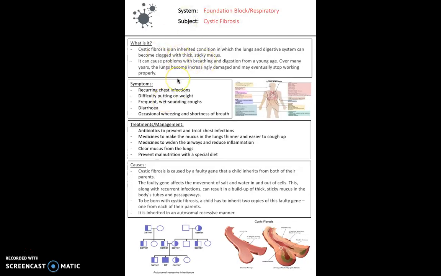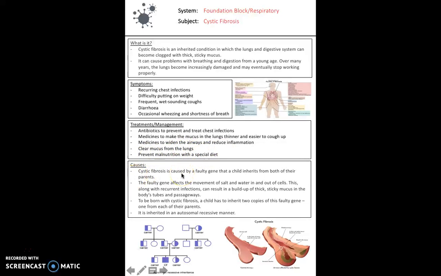The symptoms of a patient with cystic fibrosis include a recurring chest infection, difficulty putting on weight, frequent wet-sounding coughs, diarrhea, occasional wheezing and shortness of breath. So, treatment and management. Antibiotics are used to prevent and treat chest infections. Medicines make mucus in the lungs thinner and easier to cough up. These are called mucolytic drugs, and we'll talk about these a little bit more in the respiratory block. Medicine to widen the airways, so bronchodilators, and also to reduce inflammation, so antihistamines and anti-inflammatory drugs. Clear mucus from the lungs, and prevent malnutrition with a special diet.